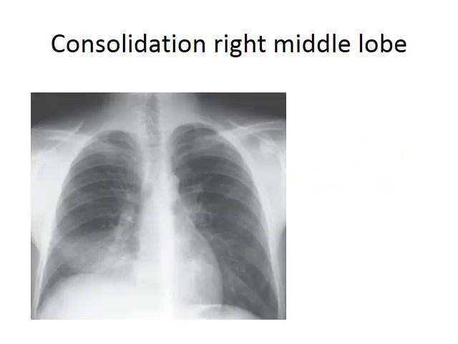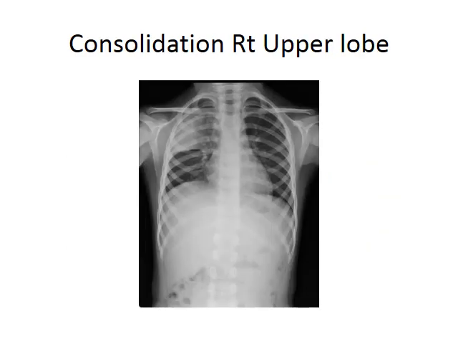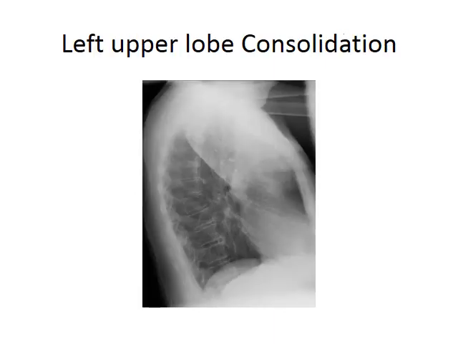So this is the consolidation of the right middle lobe. The superior margin of the right middle lobe is the minor fissure and the posterior margin is the major fissure. This X-ray shows consolidation right upper lobe. This left upper lobe consolidation.